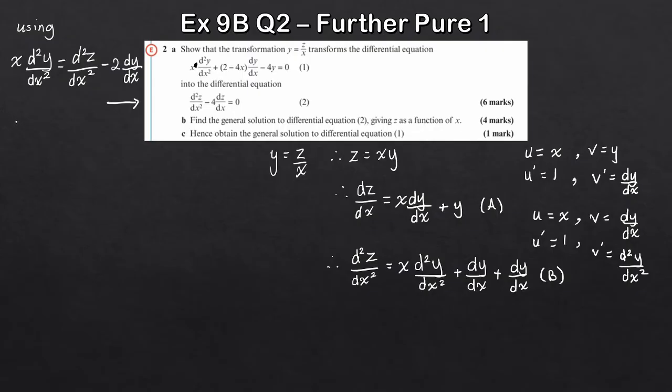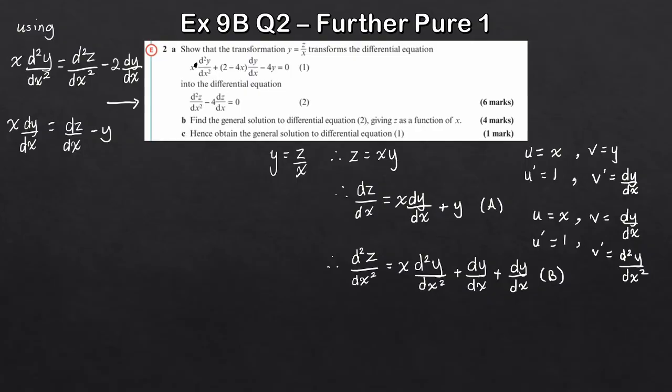The first order derivative then, so that's going to be using this equation here, and again, I'm going to write that as x dy by dx, and you'll see why in a moment. So that's x dy by dx. That's equal to dz by dx minus y. Minus y.